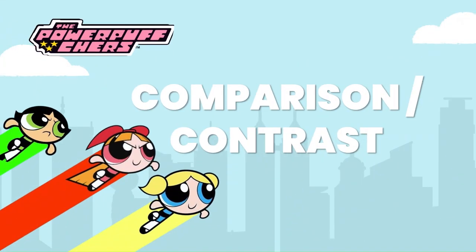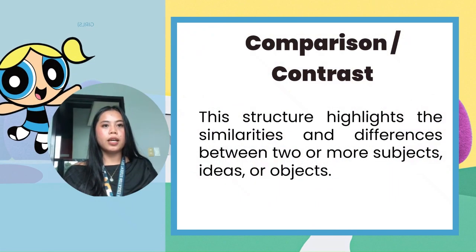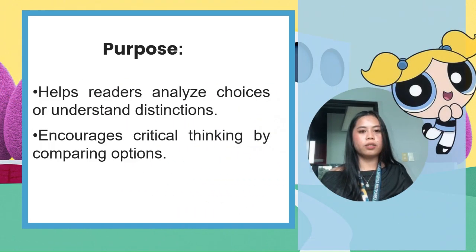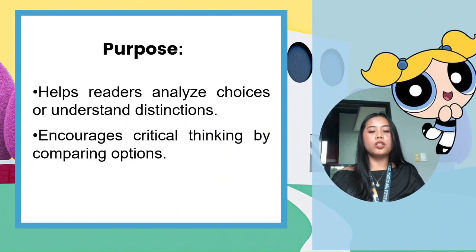Now let us proceed to the second type of structure of an expository text. We have comparison and contrast. This structure highlights the similarities and differences between two or more subjects, ideas, or objects. Its purpose is to help the readers analyze choices or understand distinction and encourages critical thinking by comparing options.